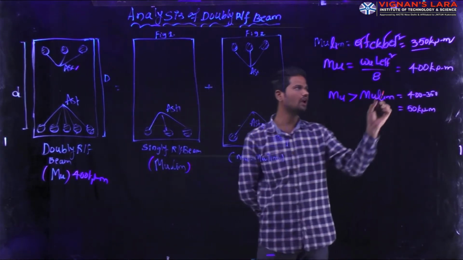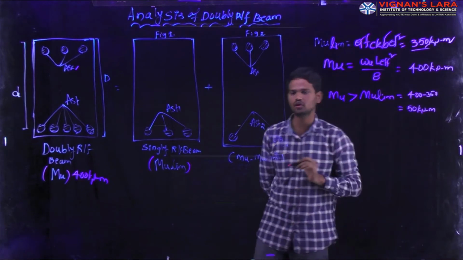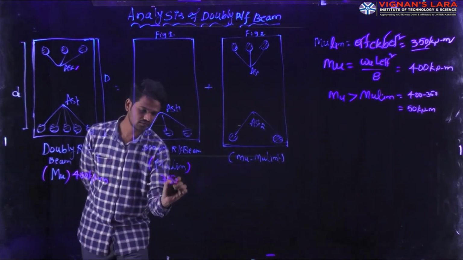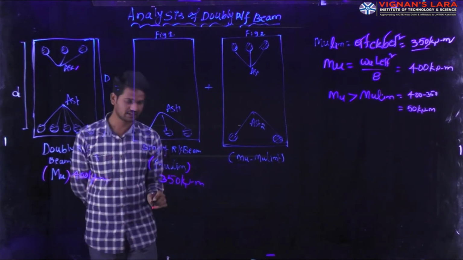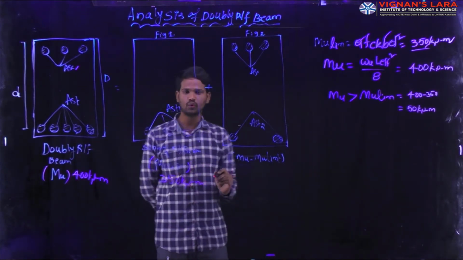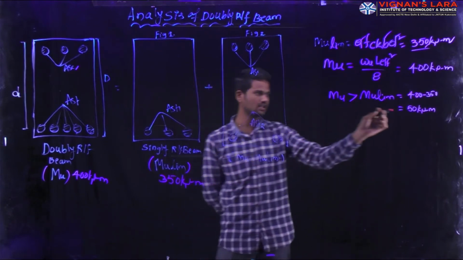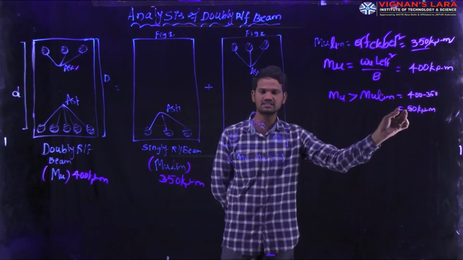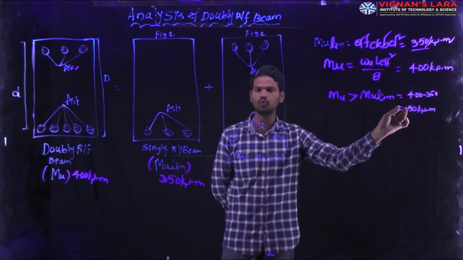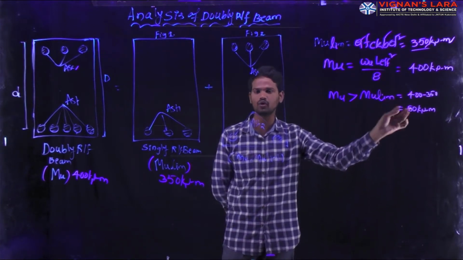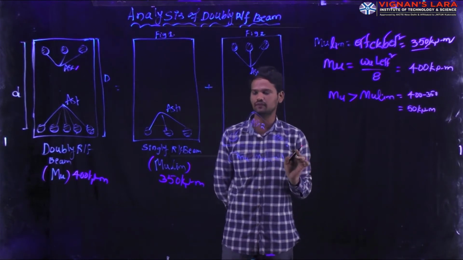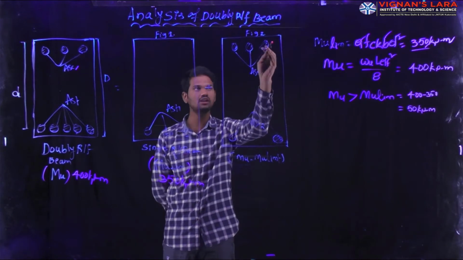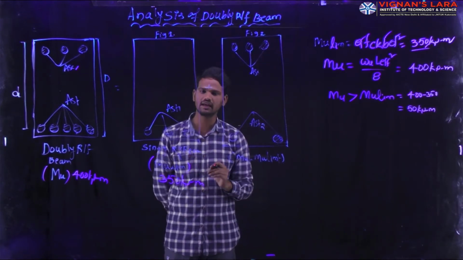That limiting moment, how much it is carrying, means 350 kilonewton meter. This beam can carry the moment of 350 kilonewton meter. Whereas to resist the additional moment, that means the additional moment we are taking as 50 kilonewton meter, we have to provide extra reinforcement bars. That extra reinforcement we are providing in the top zone as well as in the bottom zone.